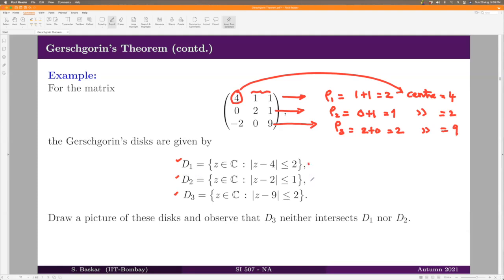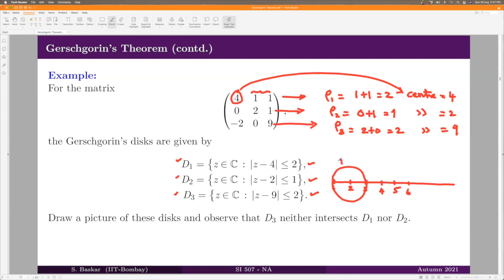Thereby the Gerschgorin disks are given in set theoretic notation like this. We can easily draw the picture of these disks. Say this is 2 and you have radius 1, so it is like this. Assume that it is a circle, and the first disk center is at 4.